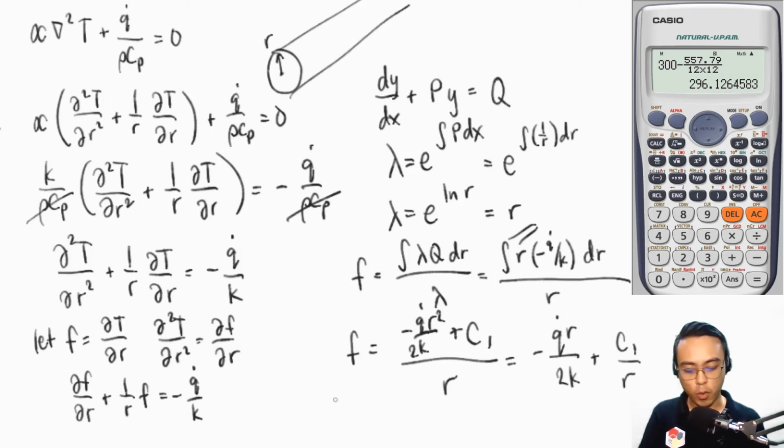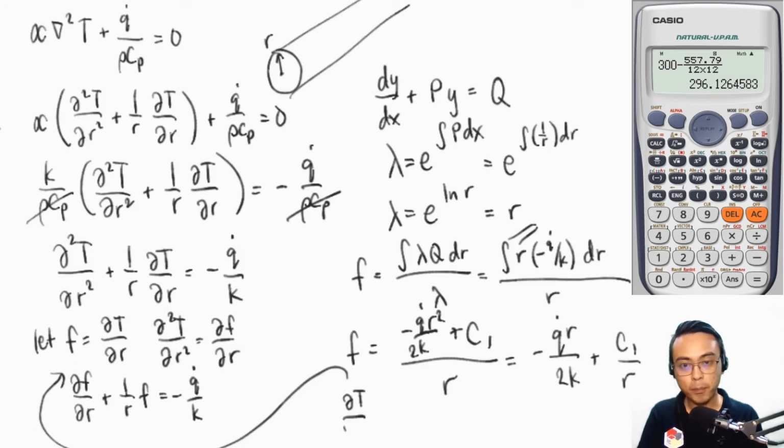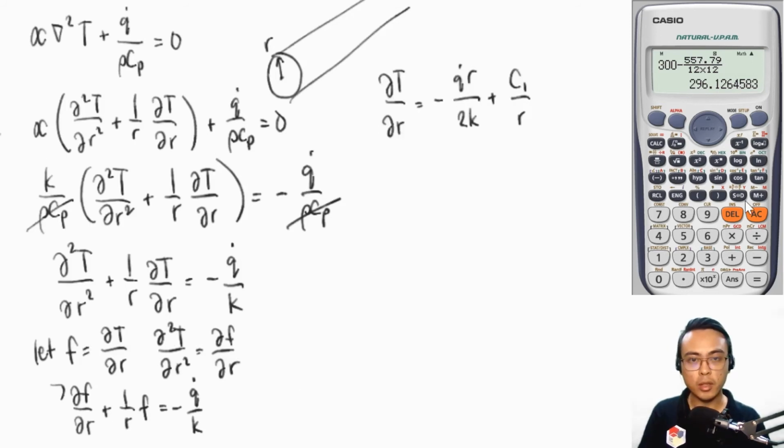But remember, we have represented f as the derivative of temperature with respect to r. So we can substitute it back, and we now have the derivative of temperature with respect to r is equal to negative QR over 2K plus C1 over R. Let me first erase some of this and then we can continue with the integration. Okay, we now have this equation: the derivative of temperature with respect to R is equal to negative QR over 2K plus C1 over R.